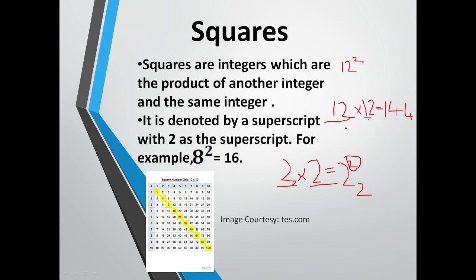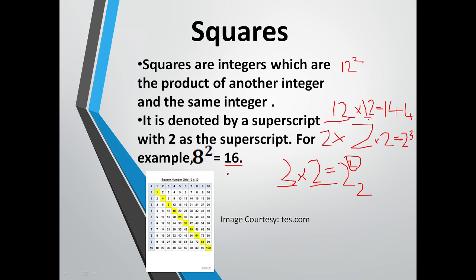If there were 3, for example, 2 into 2 into 2, that is equal to 2 to the power 3, or 2 cube. If there are 4 twos, then you would write 2 to the power 4, 5 twos, then 2 to the power 5, and so on. As you can see in the picture also, I forgot the example. For example, 8 squared should be 64, not 16.